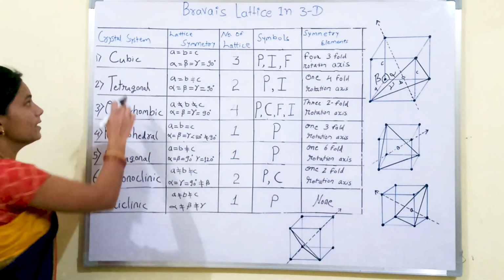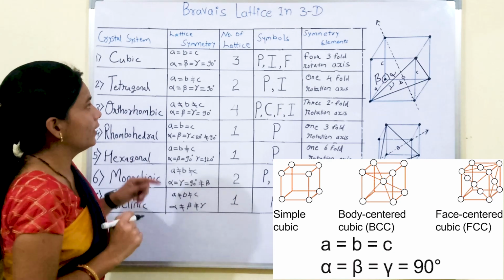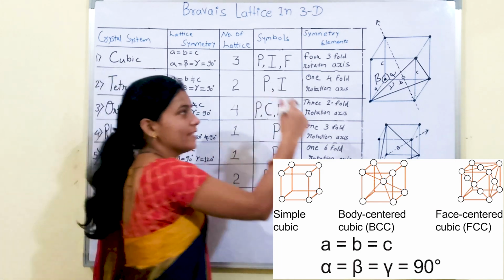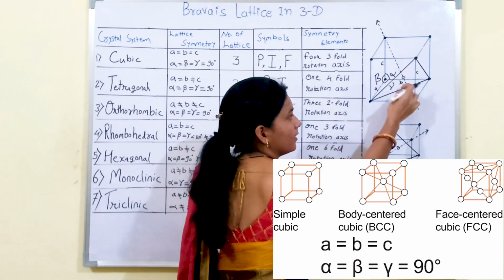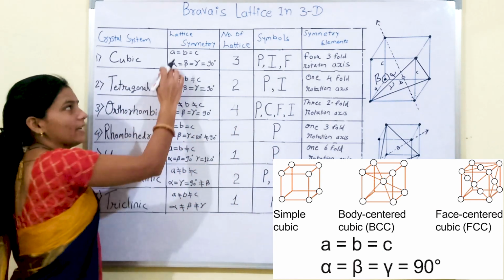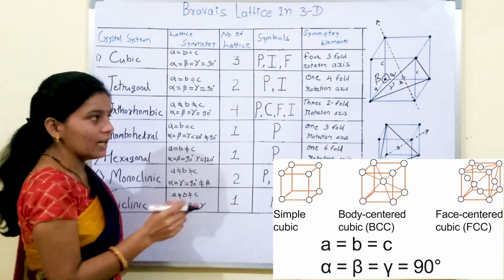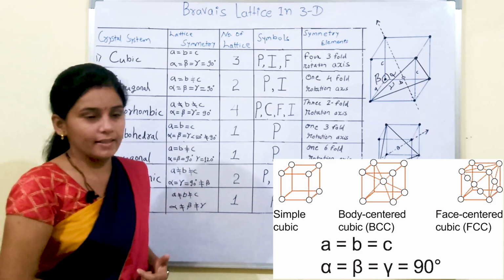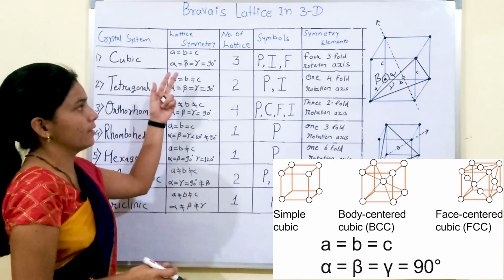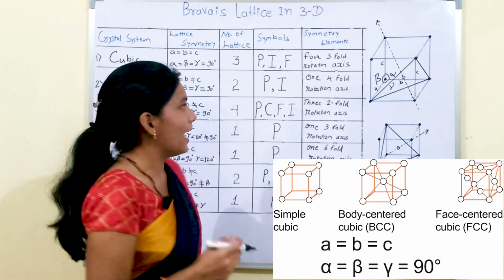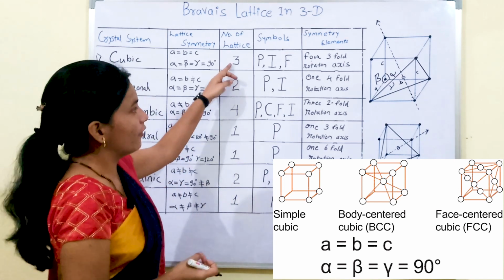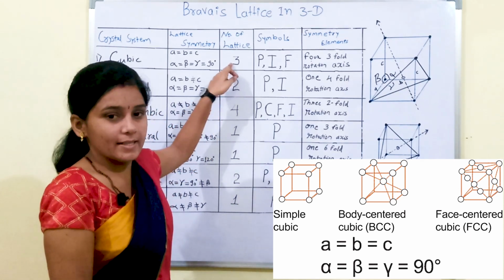The first crystal system is cubic. In cubic, all edges are equal. We can see here a, b, and c. All edges are equal, so we can simply write a = b = c, and the angles between them are 90 degrees. So alpha, beta, and gamma are equal to 90 degrees in the cubic system. How many Bravais lattices are present in this system? 3 Bravais lattices are present in the cubic system.